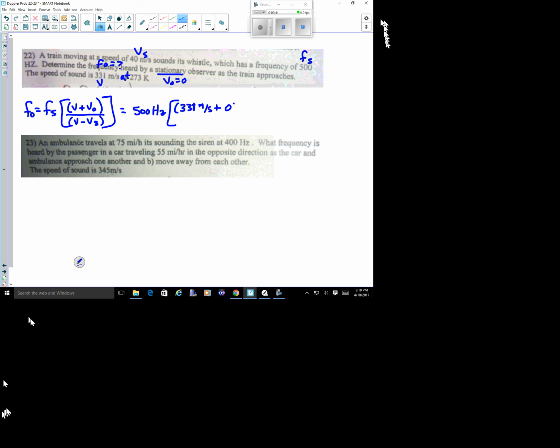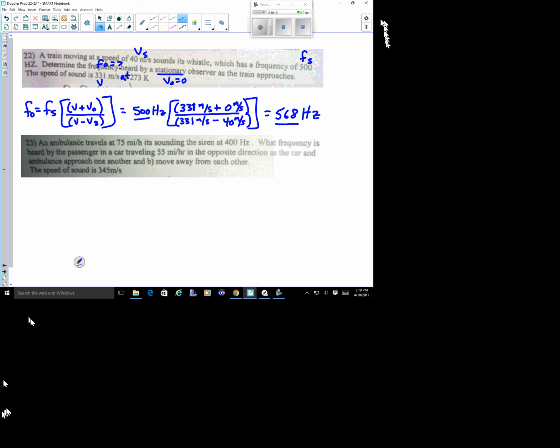Divide that by, once again, the speed of sound, in this case, 331 meters per second, minus the speed of the source, which was 40. Now, it's a positive 40 because they're going towards each other. And when you end up doing all the math here, you end up getting 568 hertz. Now that makes sense, because if they're going towards each other, the frequency you hear would be higher, so 568 is higher than the horn is actually blowing at 500. So always make sure it makes common sense.